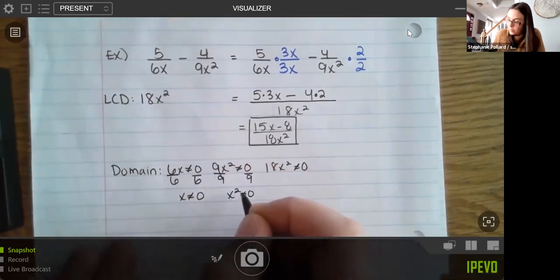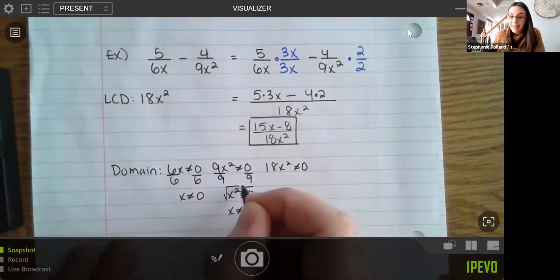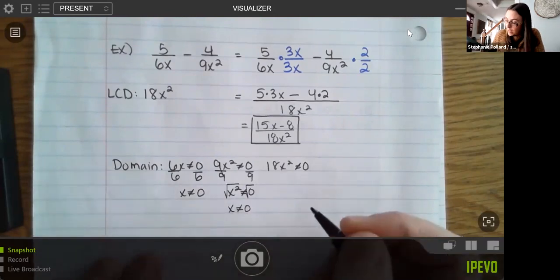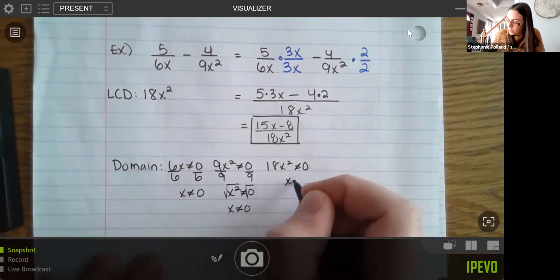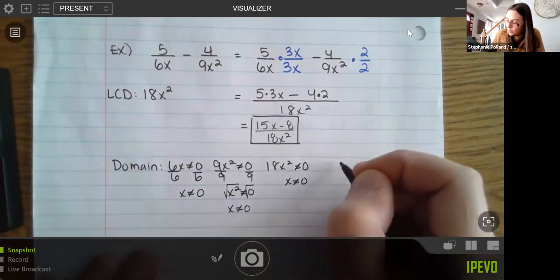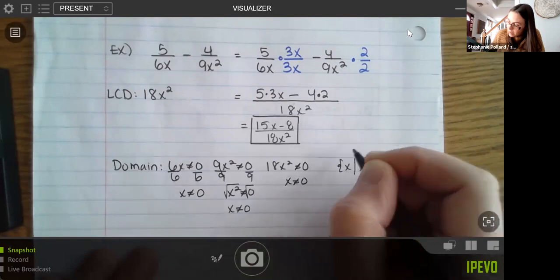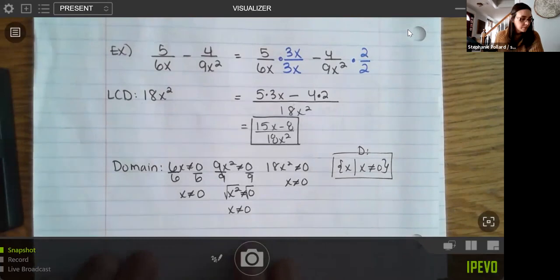Well, to solve for that, you would take the square root of both sides. Now, normally we take the positive and negative square root, but 0 is not positive or negative, so it's just 0. And then the same thing's going to happen here. You divide by 18, you take the square root, and again, you're excluding 0. So actually, there's only one value I have to exclude here, and that is that value of 0 for my domain.